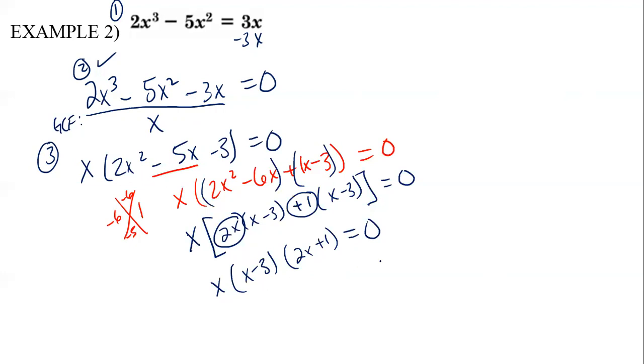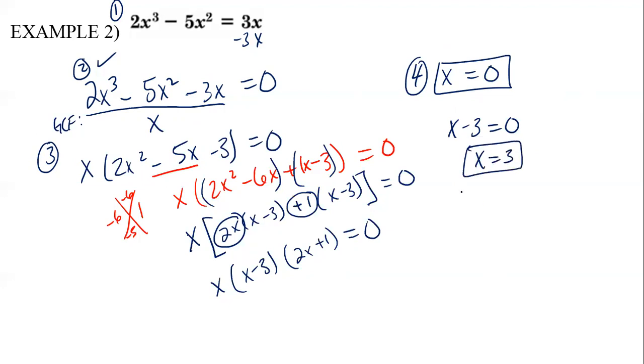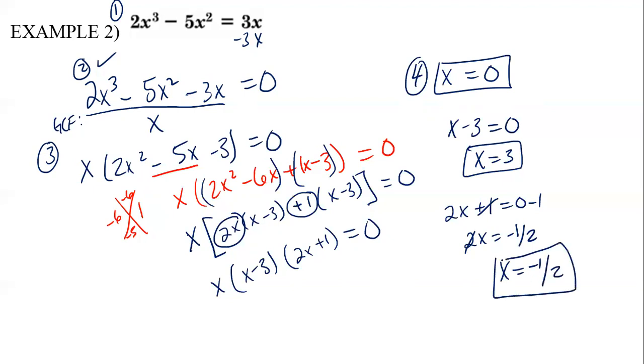So step 3 is complete. Step 4 is to take each factor and set it equal to 0. So we have x equals 0. Oh, that was so tough to solve. We have x minus 3 equals 0, so x equals 3. And we have 2x plus 1 equals 0. Subtract the 1 and divide by 2. So we get x equals negative 1/2. I have 3 solutions, and what was the degree of my polynomial? 3.